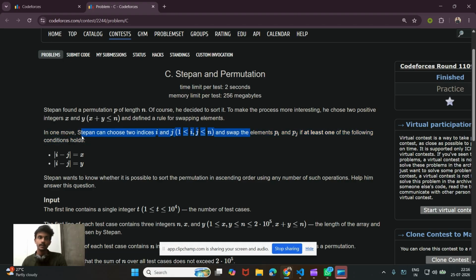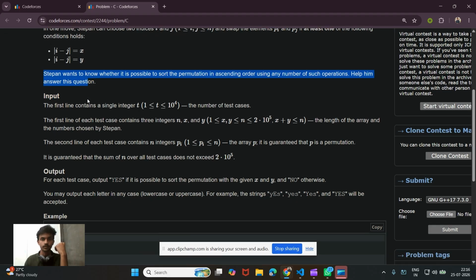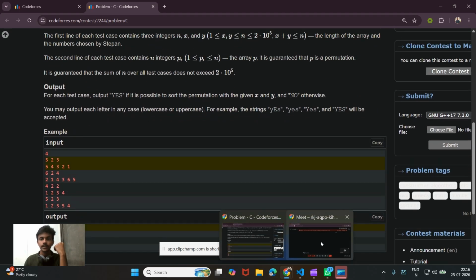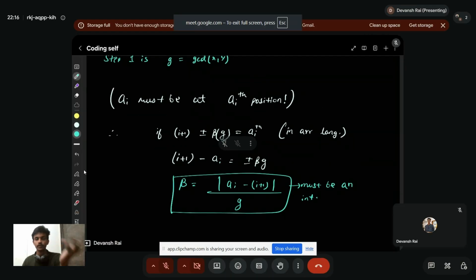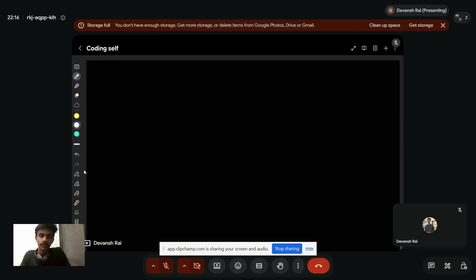The condition is either i minus j should be x or i minus j should be equal to y. At least one of them. If both are holding true, it's very well, but at least one of them should be true. Stepan wants to know whether it's possible or not to sort the permutation. Help him answer the question. Now without wasting any time, let me jump to the solution. I've already found the solution, but we'll derive it from scratch. Don't worry, we'll derive it from scratch.